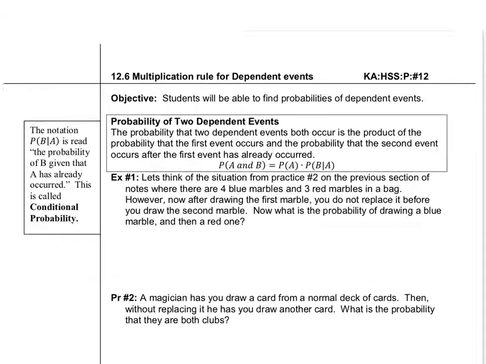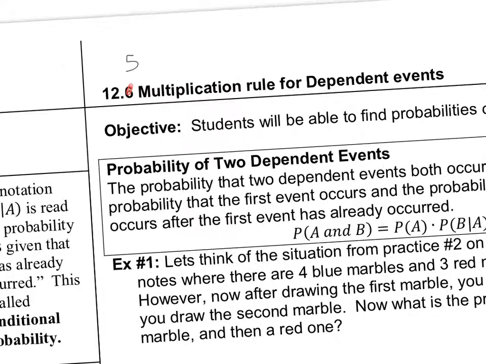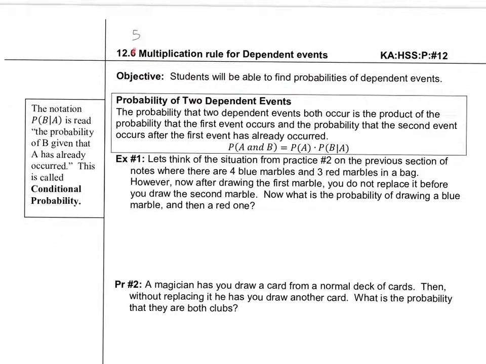Alright, so again, there's a typo here. This should be 12.5. So, this is the multiplication rule for dependent events. Objective: students will be able to find probabilities of dependent events.